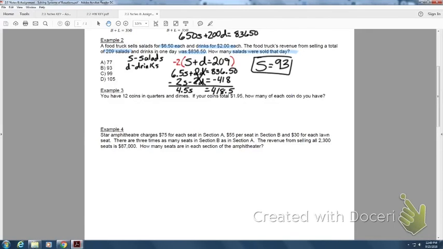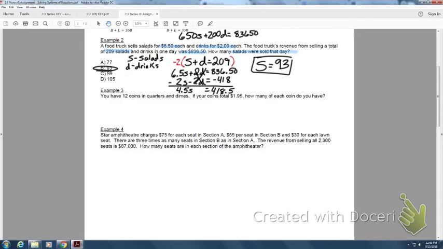Okay. So the point I was going to make was elimination is good on this problem for the reason that they only ask for one thing. Okay, so if I know that they're asking for salads, I can eliminate the D variables, and now I'm just solving for the number of salads. Okay, it's a lot easier to isolate the S variable by doing elimination.